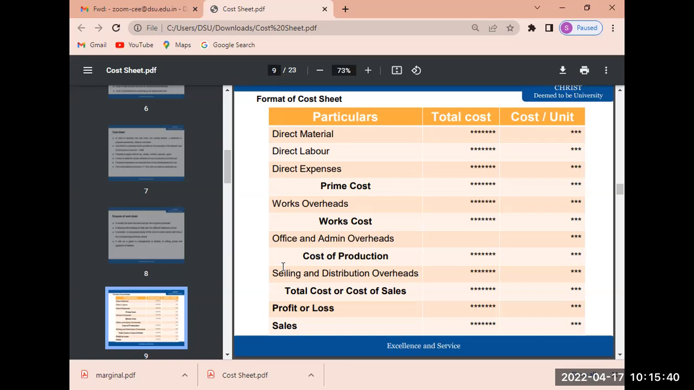So interest on debenture, interest on loan, dividend paid. These are all not costs at all according to cost accounting. Income tax, no, it's not a cost. Income tax is paid by the company only for its income, its profit, not on the production. You cannot pass on that to the customer.